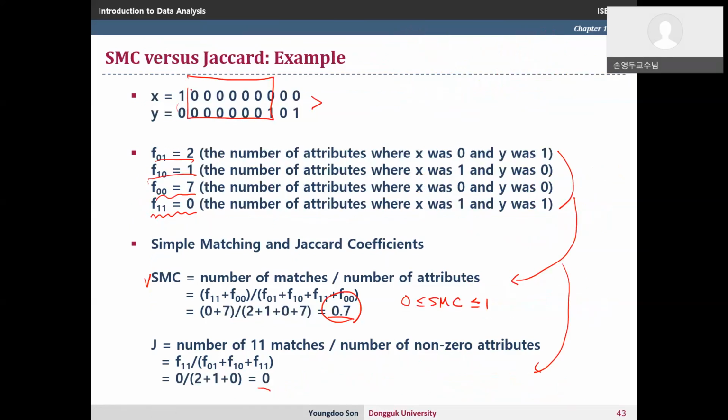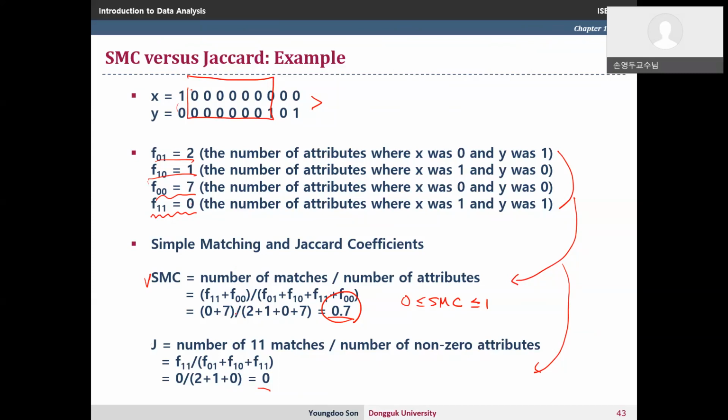So for these two vectors, x and y, we saw that x and y are very dissimilar. They are not similar. So we can expect that their similarity may be quite small. However, if we use simple matching coefficient, its similarity becomes 0.7, which is very high because they have common f00 7 times. And they do not have any common 1, 1.